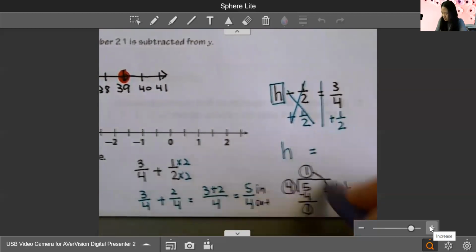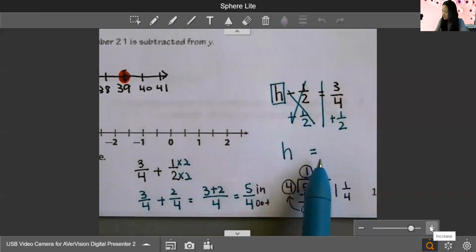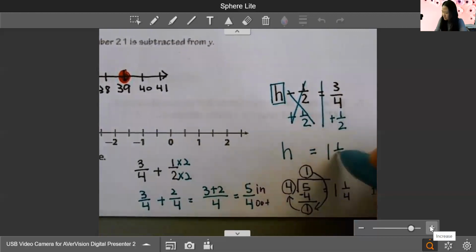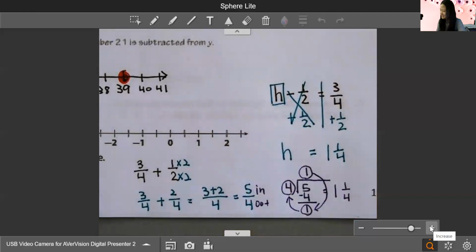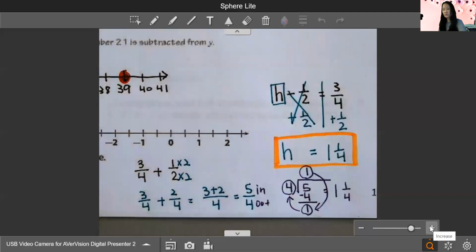So H is 1 and 1/4. That's the answer, and nicely box the answer. And now I'm going to graph it.